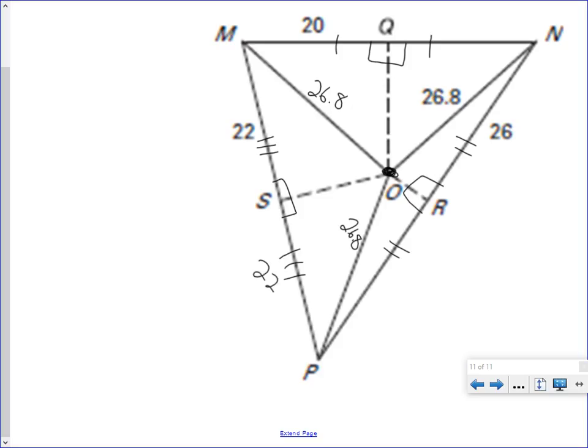RN is 26, what's RP? 26. And then lastly, QN is going to be 20. Okay? That got us all the way around the outside of the triangle, but we still have stuff that we can figure out on the inside.